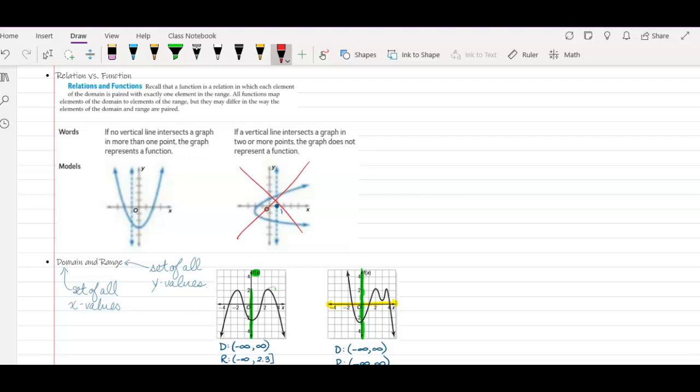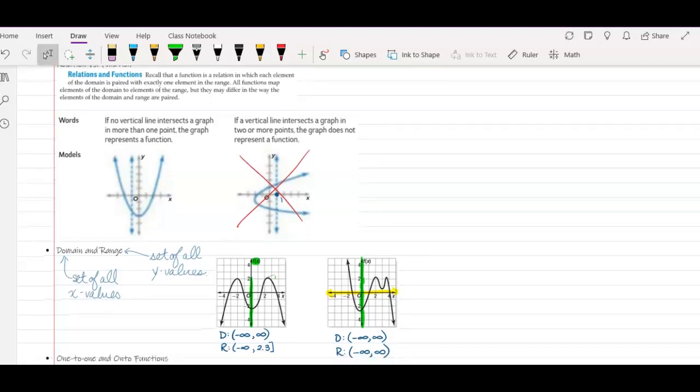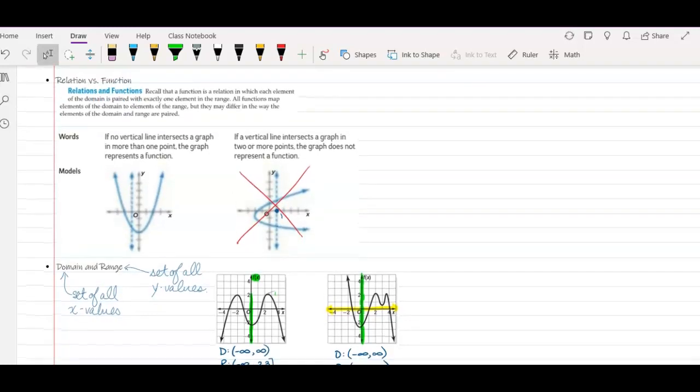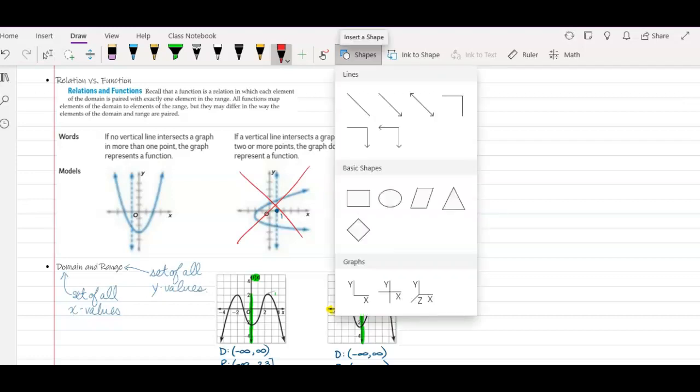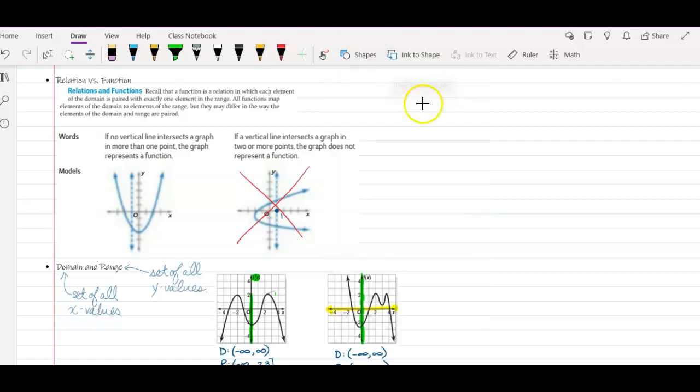In fact, often we use what's called the vertical line test to determine if something is a function. If you can pass a vertical line all the way across your graph, in fact, I'll draw one. Here's my vertical line. I don't know if it'll let me grab it or not. Let me try.